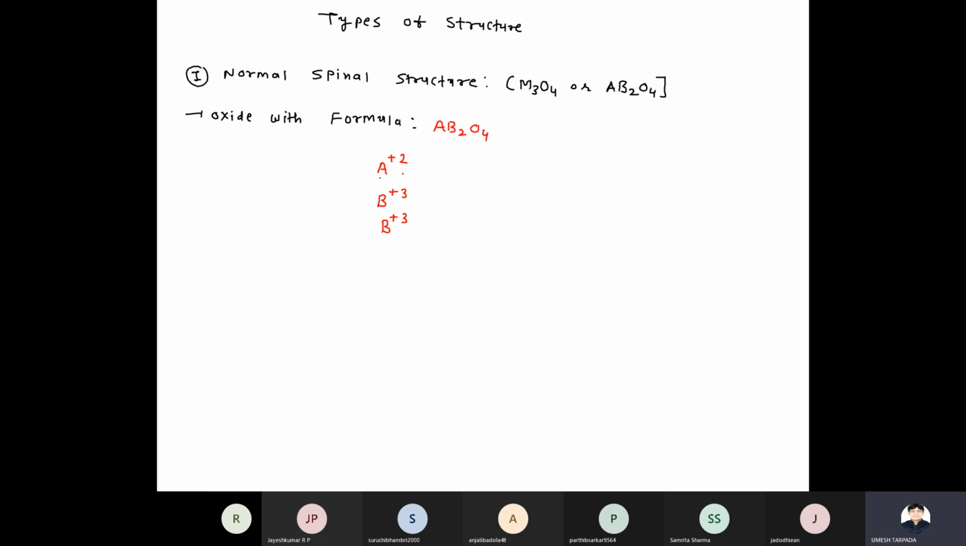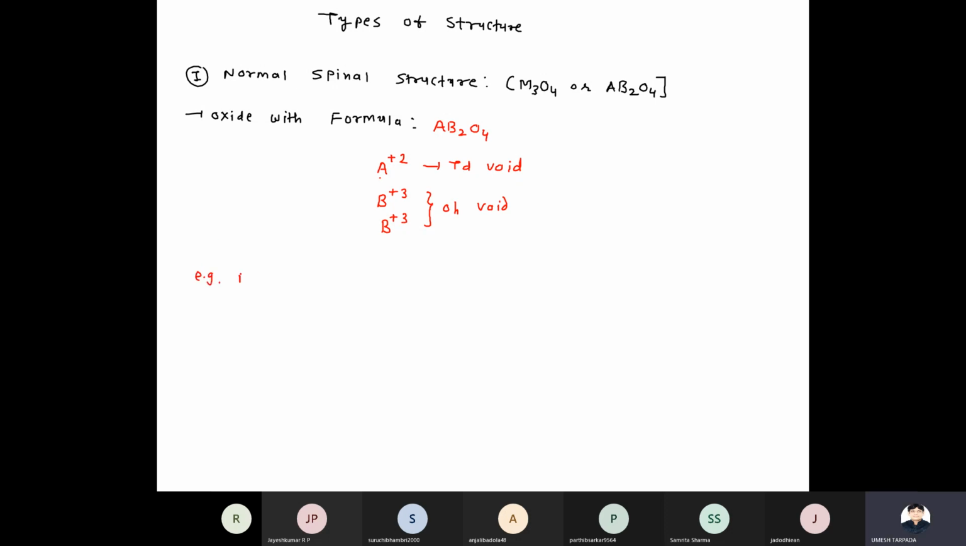Now out of these 3 metals, which positions they occupy, in which void in the lattice structure, on the basis of that it is classified. If A+2 is occupied in a tetrahedral void, and both the B+3 are in an octahedral void, 100% octahedral void is occupied by B+3 and 100% tetrahedral void is occupied by A+2, then in such a case we call it a normal spinel structure.